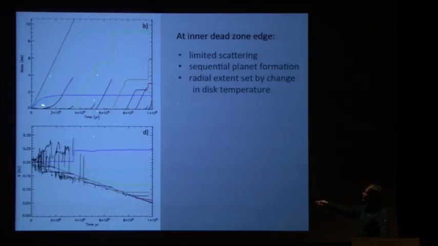Okay? So the growth occurs sort of sequentially outside in, and because you're so close to the star and the masses are not that high, there's really very limited scattering of that material to other places within the disk. So again, it's an in situ model for how objects are forming. And the radial extent of the planetary system you form there is just set by the amount of change in disk temperature that takes place, and typically it's a factor of a few for reasonable assumptions about how the heating of the disk by irradiation and viscous heating would work.